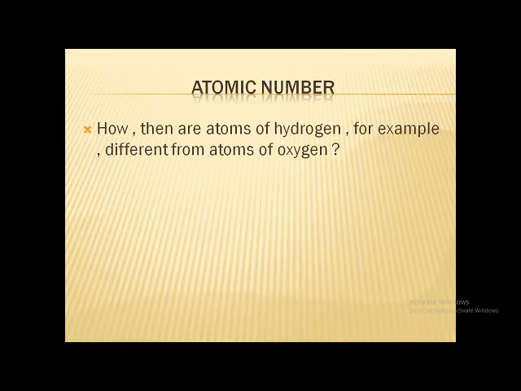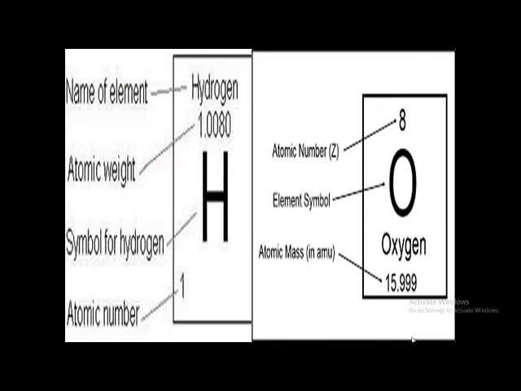So how then are atoms of hydrogen, for example, different from atoms of oxygen? How can we say that hydrogen and oxygen are different atoms? How can we answer? We talk about mass number and atomic number. So let's go to the second slide here. What you can see here.